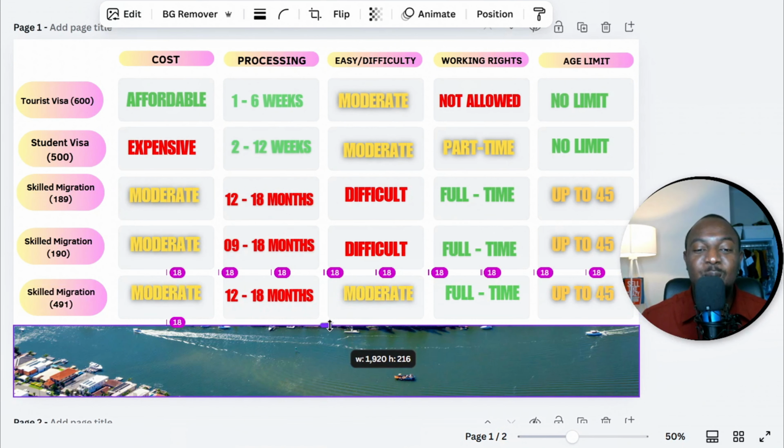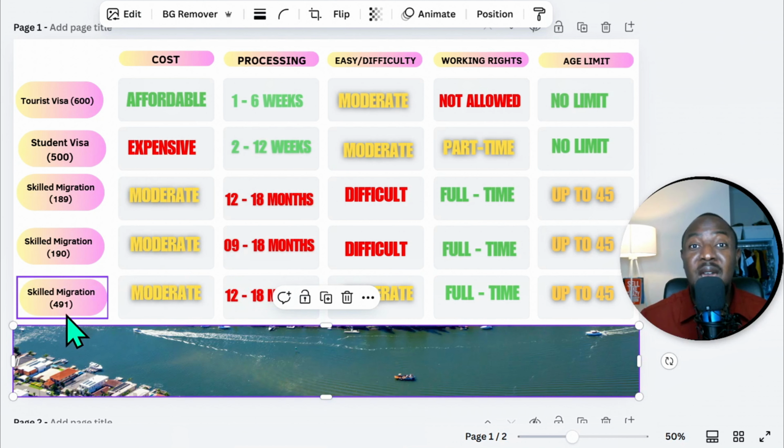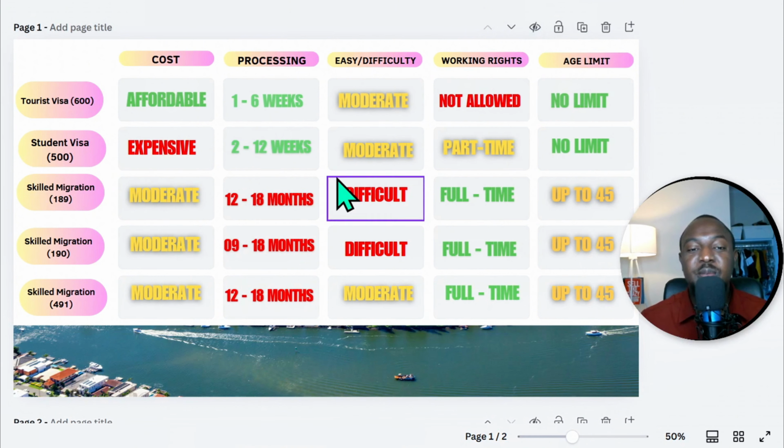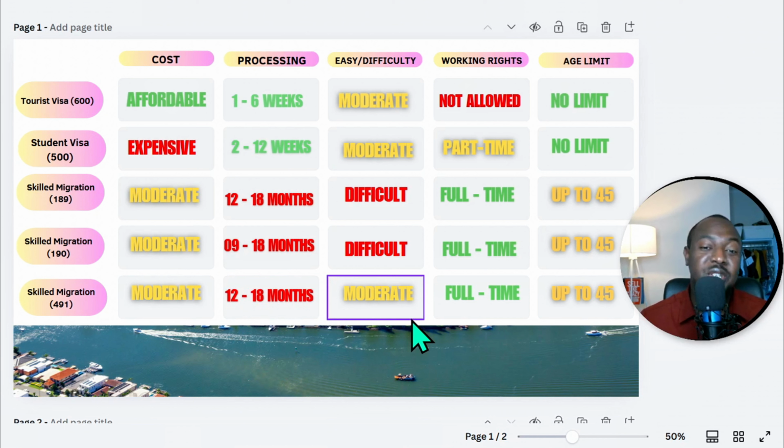We also have skilled migration visa subclass 491. This is the exact same thing, similar to 190 and 189, but I'll say this is by far the easiest out of these three. The cost involved too, I'll say, is moderate. Processing time is looking around 12 to 18 months. Easy or difficult, I'll say is moderate, because once you go through the process and you express your interest, you get an extra 15 points. So this will allow you to be selected quickly.